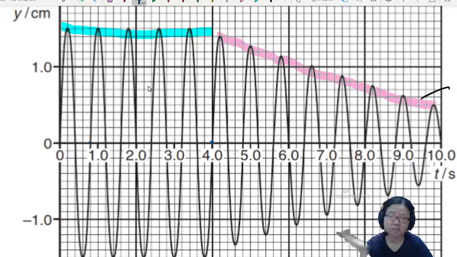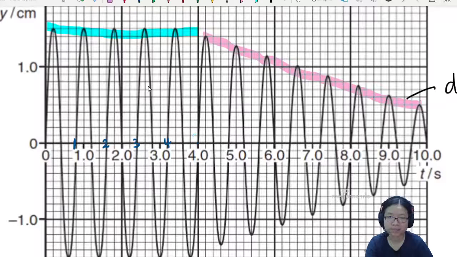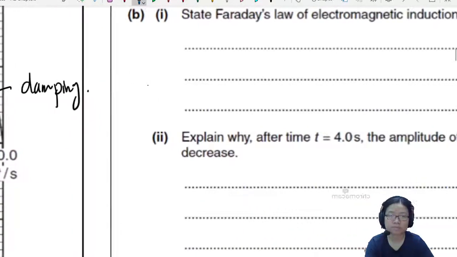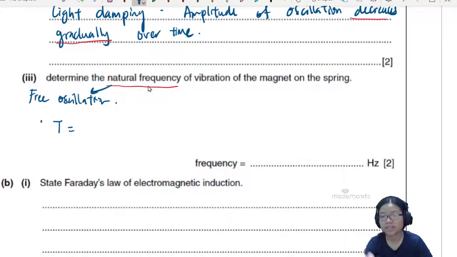Okay, but if you are feeling insecure, you can take multiple periods. Meaning here is 1, here is 2, here is 3, here is 4, here is 5. So 5 complete cycles is 4.0 seconds. It's pretty obvious that this one passes through here. So you could, I presume, just write 5T is 4.0 seconds.